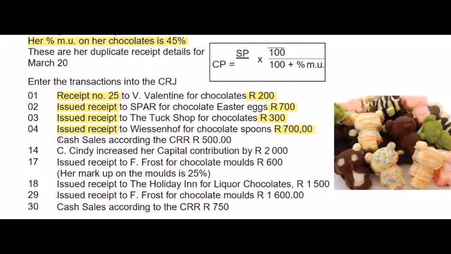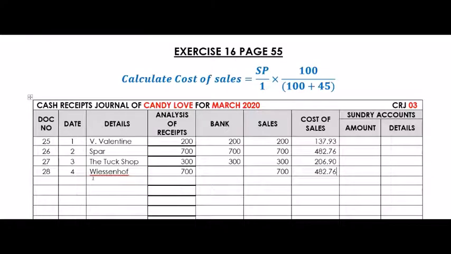The next transaction on the 4th was cash sales according to the CRR. Remember that stands for cash register roll, 500 Rand. Okay, so the document number, if it's CRR, it's always just CRR.